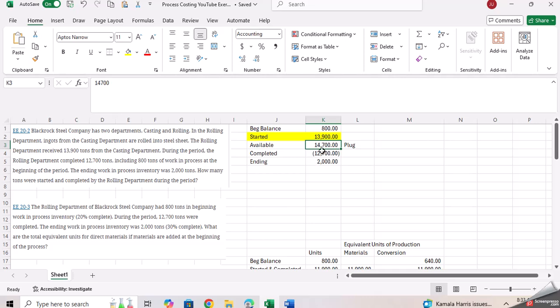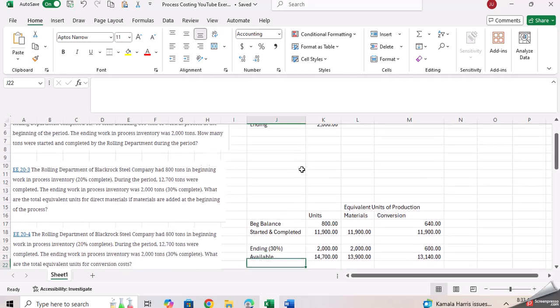Then they tell us the 12,700 was transferred out to finished goods, and then that left 2,000. So again, you could go back the other way too. Either you add down or you know how it ended, what was transferred out. We must have had 14,700 available. So that is kind of the flow of that. Just the beginning balance plus what we started gives us what's available, less what we completed and transferred to the next level of production leaves us our ending balance.